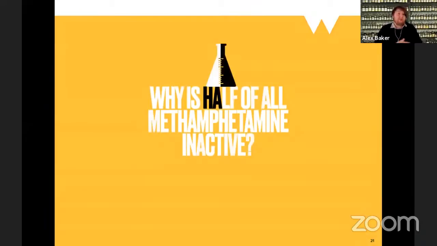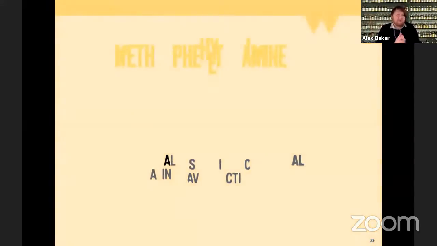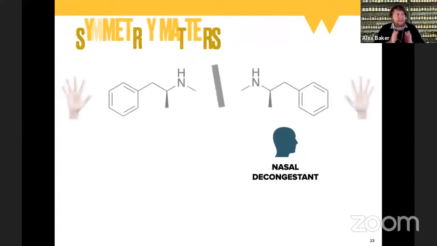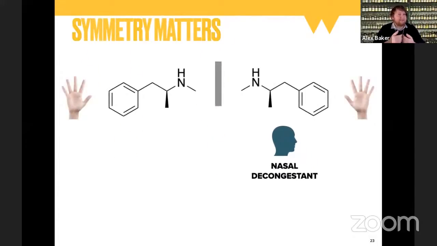Question 2 then, why is half of all methamphetamine inactive? Well, N-dimethylphenethylamine is a medicine used in the US as a nasal decongestant. Interestingly though, this medicine is what's known as an enantiomer. It is a molecule that has a non-overlapping mirror image of itself.